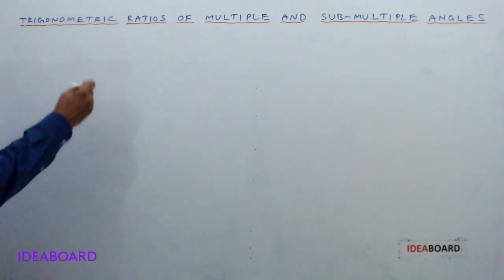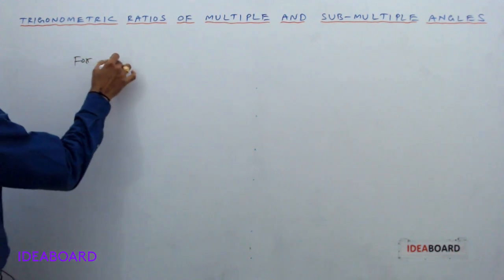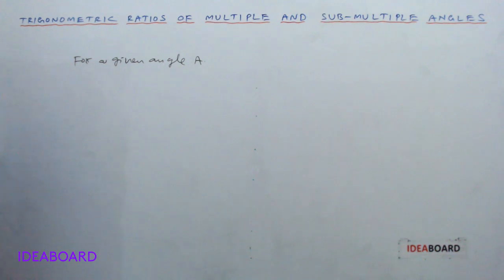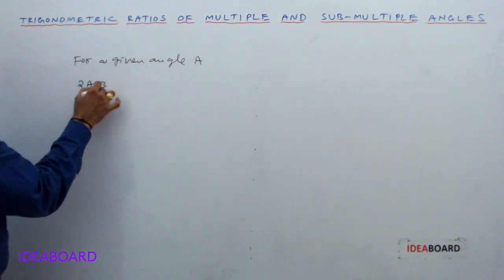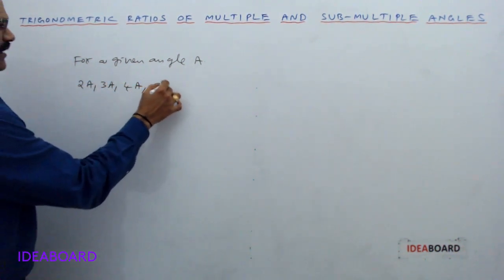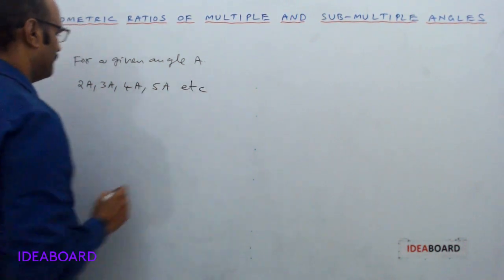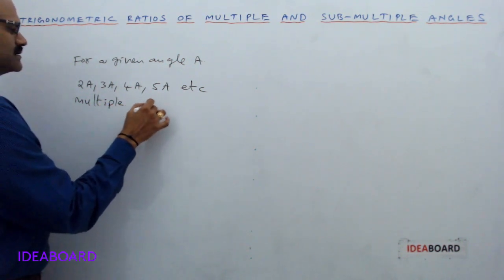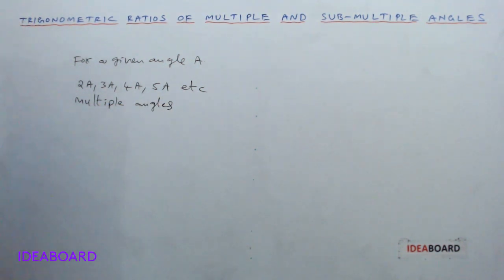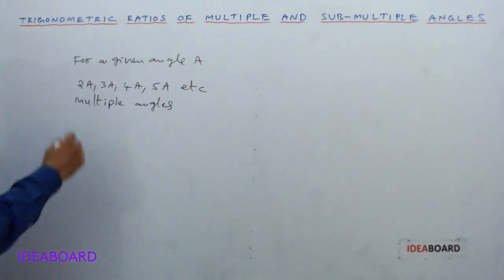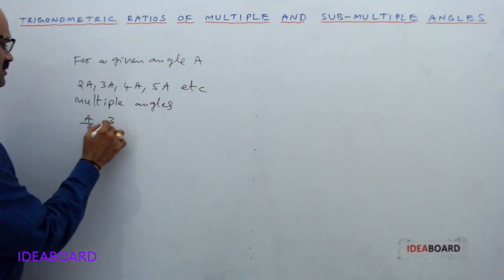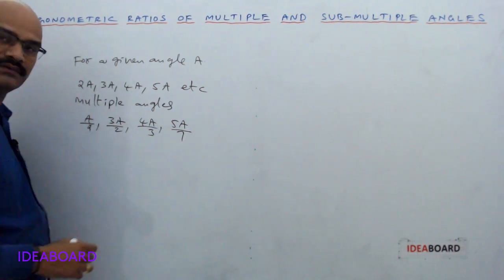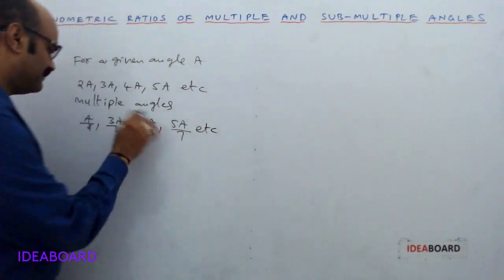For a given angle A, 2A, 3A, 4A, 5A and so on are called multiple angles. Suppose if you take A by 2, 3A by 2, 4A by 3, 5A by 7, these are called submultiple angles.